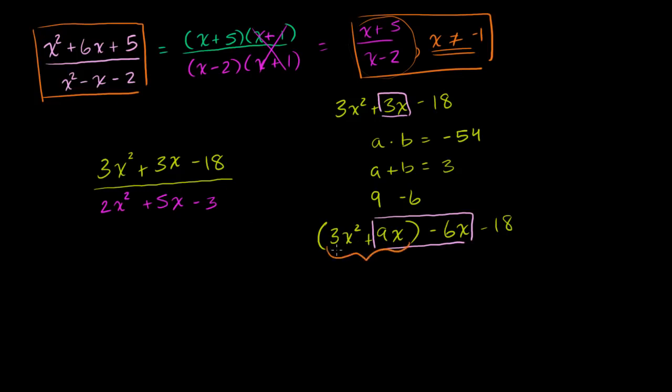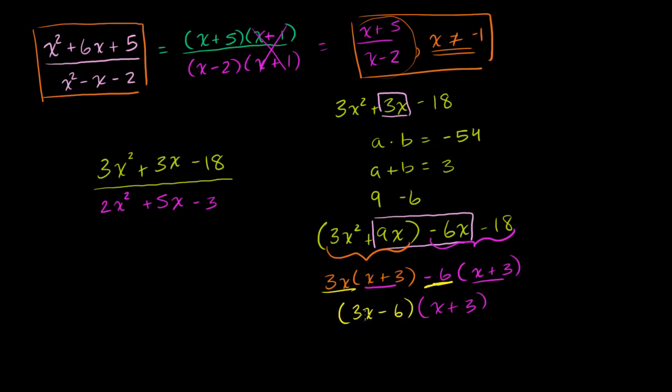If we factor out a 3x out of this expression, this becomes 3x times x plus 3. And then on this expression, if we factor out a negative 6, we get negative 6 times x plus 3. And now this is very clear. Our grouping was successful. This is the same thing as, we can kind of undistribute this as 3x minus 6 times x plus 3.